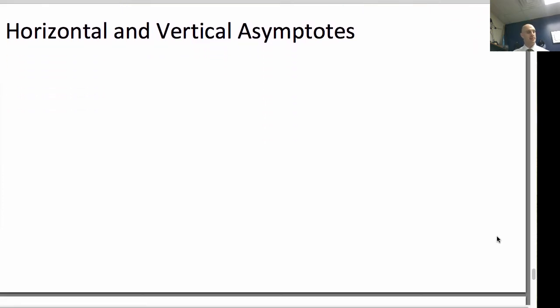Horizontal and vertical asymptotes. This is our last topic. I know this is a very long video. This is a very long section, but it's got a lot of pieces to it. The best way to do this is to talk about the horizontal asymptotes, HAs. Okay, so horizontal asymptotes are going to be abbreviated like that.